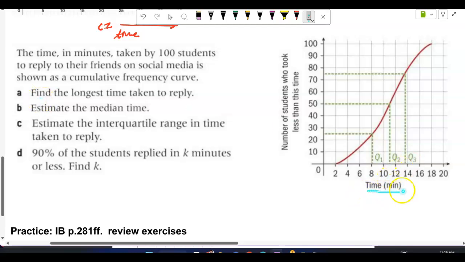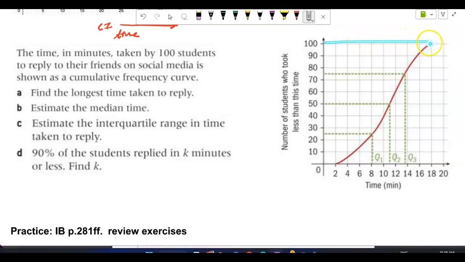So this is your time, and this will be less than this time. Number of batteries less than this time. So remember, this is always less than. Okay. Longest time taken to reply. So you just see the longest one. You just go to 20. How 20? 100 is the data. 100 is the data ends here, so you can't go beyond the data. So it's 18. 18 minutes.